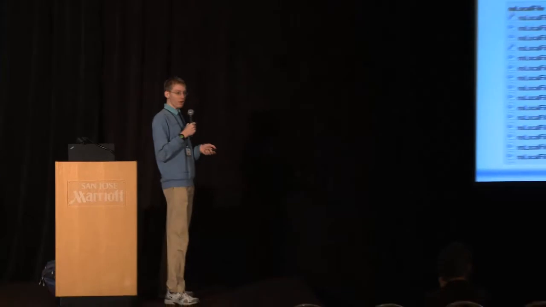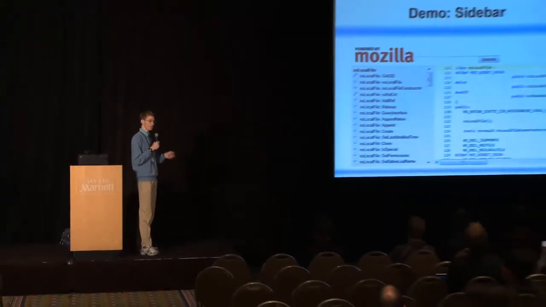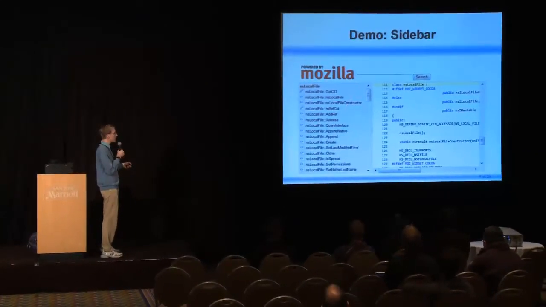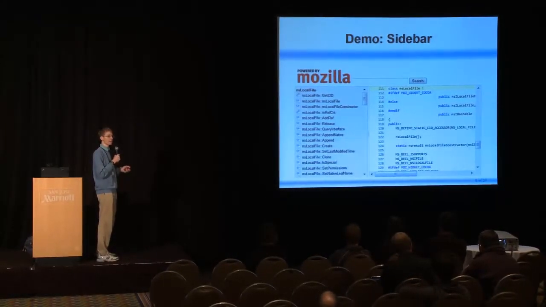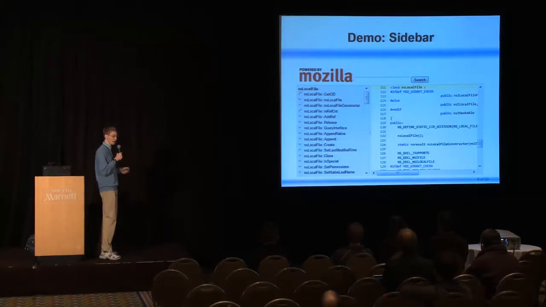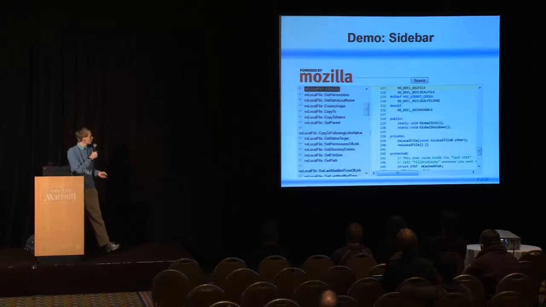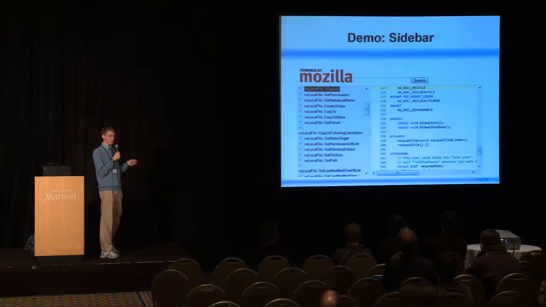So let me give you a little demo of the web app. So this is basically what it looks like. We basically have a search bar at the top. We have the source code file on the right. And what we also have, which is different from many other tools, is a sidebar on the left. This sidebar tells us every single function, every single variable, every single class that's defined in this file. So if I were to click on any of these function names, it would go to the location where that is declared or defined in that file.